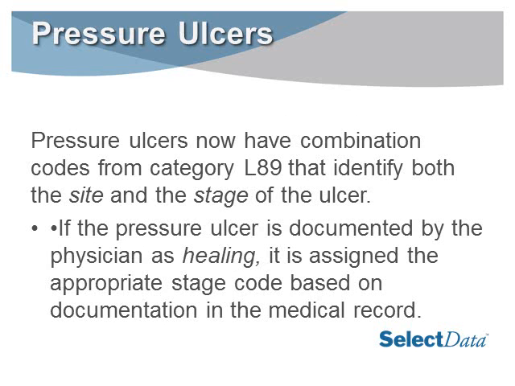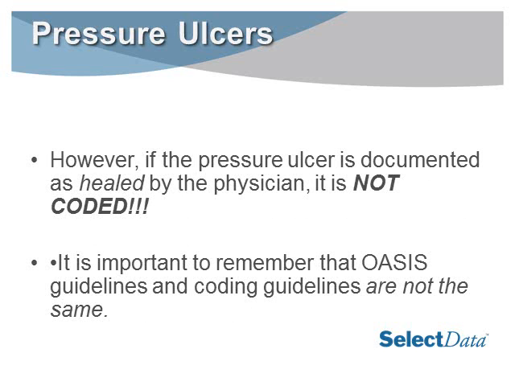For D-cubes, they now have combination codes from L89, as we stated, that identify both site and stage. If the pressure ulcer is documented by the physician as healing, it is assigned the appropriate stage code based on the documentation in the medical record. However, if the pressure ulcer is documented as quote-unquote healed by the physician, it is not coded. This applies to stage 3 and stage 4 D-cubes as well.